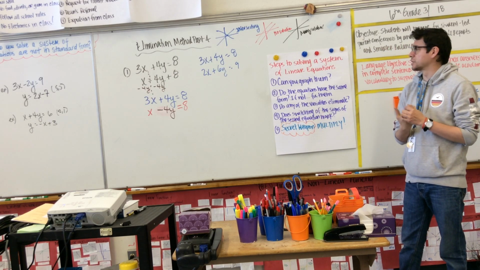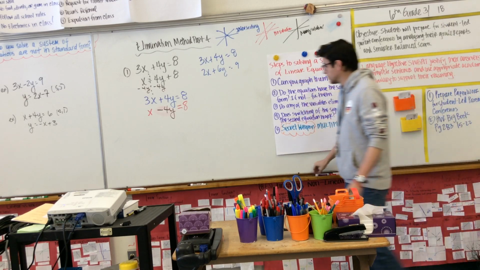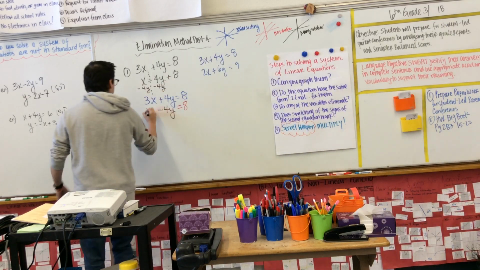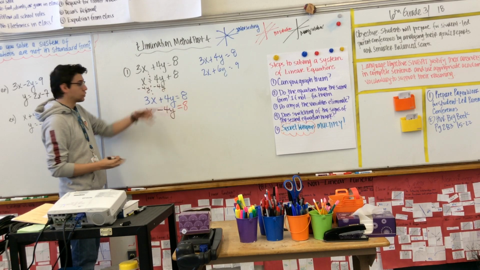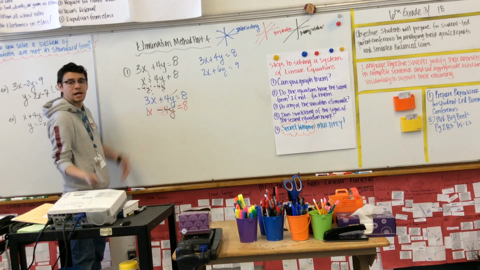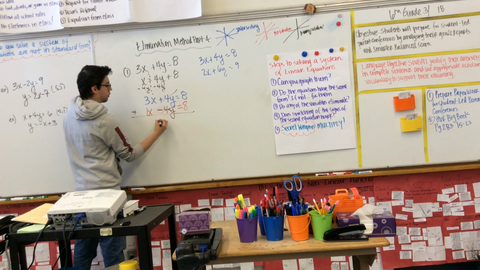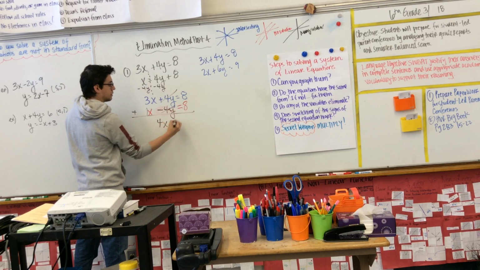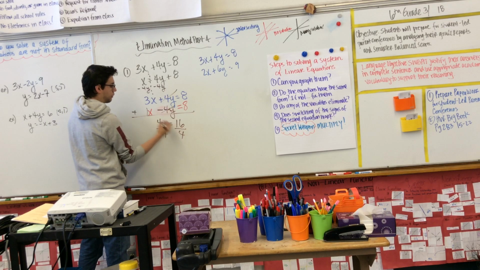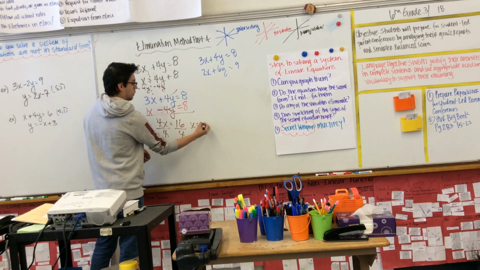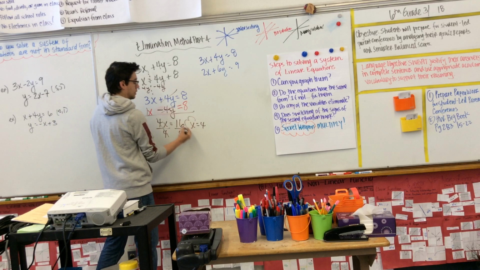Do any of the variables eliminate right away? Well, the x's don't eliminate. Don't forget that there's one here. These don't eliminate, but wait, look. These eliminate. So, boom, boom, cancels out. Keep on going. 3x plus 1x is 4x equals 8 plus 8, 16. Divide by 4, x equals 4. Boom. That's your x value.